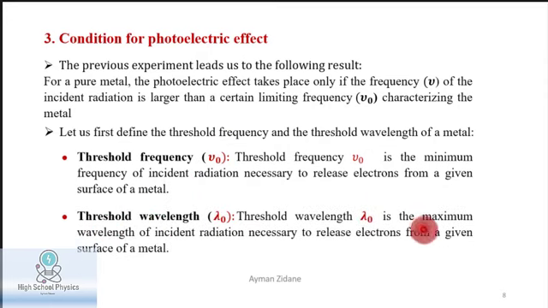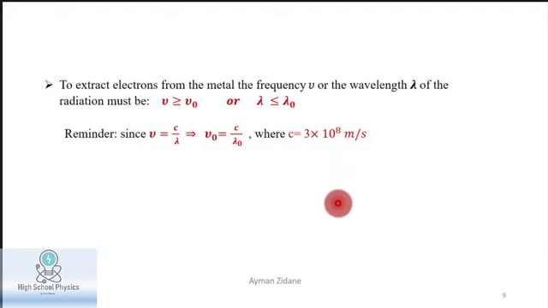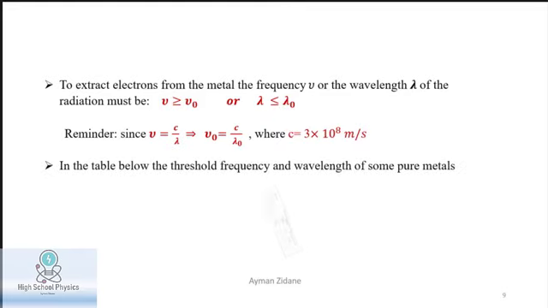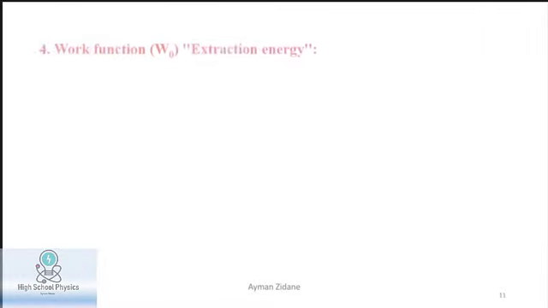The threshold wavelength is the maximum wavelength of incident radiation necessary to release electrons from a given surface of a metal. So any radiation must have a wavelength less than this threshold wavelength lambda 0 in order to have the photoelectric effect. To extract electrons from the metal, the frequency must be nu greater than nu 0, or the wavelength lambda less than lambda 0. In the table below, we have the threshold frequency and wavelengths of some radiation.